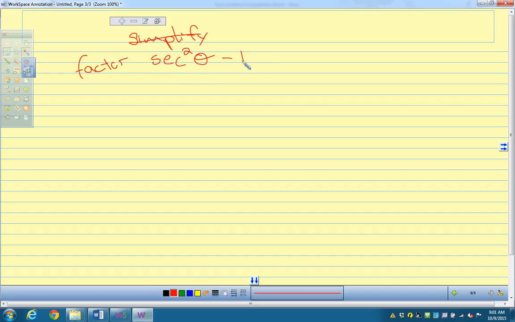But in this case, they want you to factor, because eventually what you're going to be doing is solving equations. And it's just like factoring x squared minus 1. What does x squared minus 1 factor to? x plus 1 times x minus 1. So a lot of times when it says factor, just pretend that those secant squareds and stuff like that are x's, okay? So factor secant squared theta minus 1, that's just equal to secant theta plus 1 times secant theta minus 1.